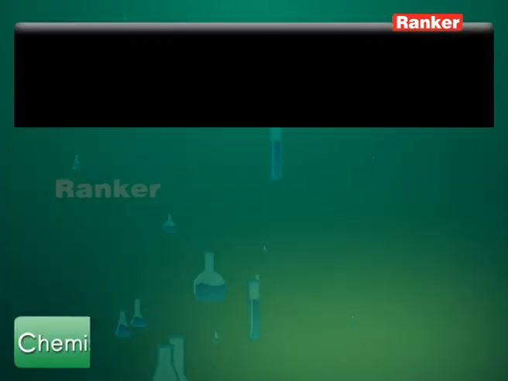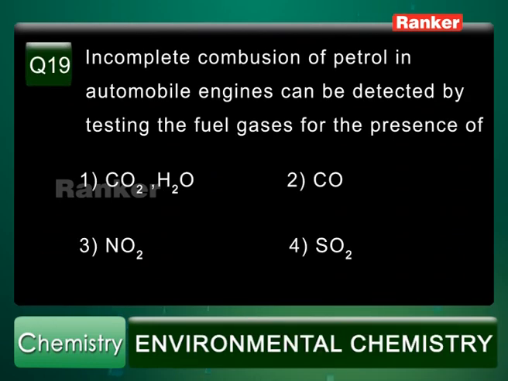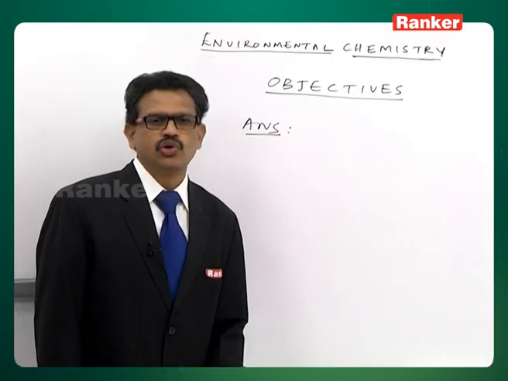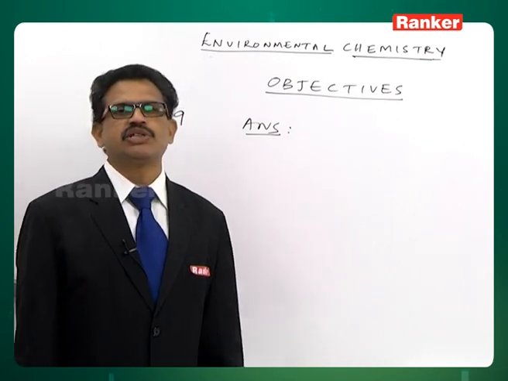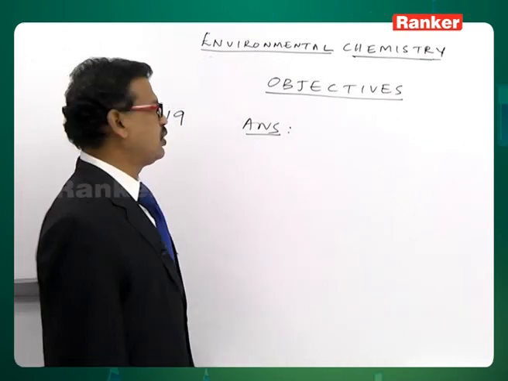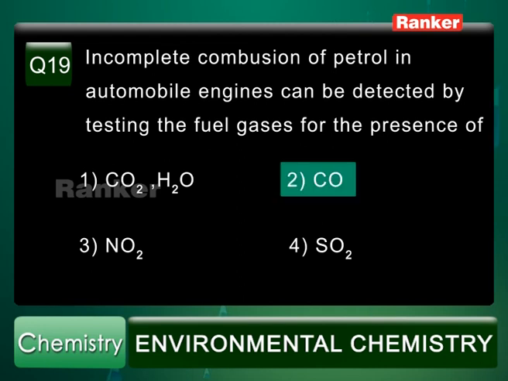Question number 19. Incomplete combustion of petrol in the automobile engines can be detected by testing the fuel gases for the presence of: option 1, carbon dioxide and water vapor, option 2, carbon monoxide, option 3, nitrogen dioxide, option 4, sulfur dioxide. So incomplete combustion of petrol in automobile engines can be detected by testing the fuel gases for carbon monoxide. So we can go for answer 2.